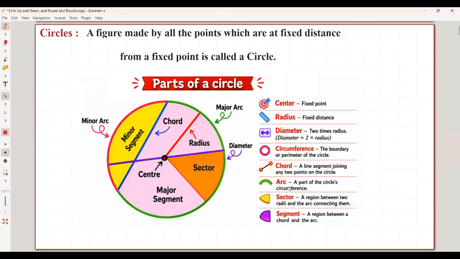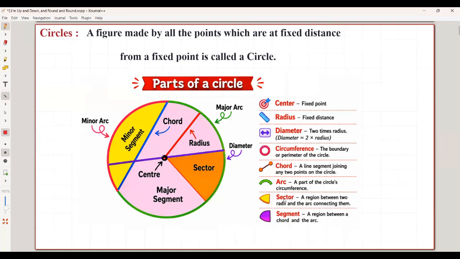Next one is the arc. An arc is a part of the circumference of the circle. If I take this from here to here, the pink color, this arc is small, therefore it is called the minor arc. The green color, from here to here, is the major arc.